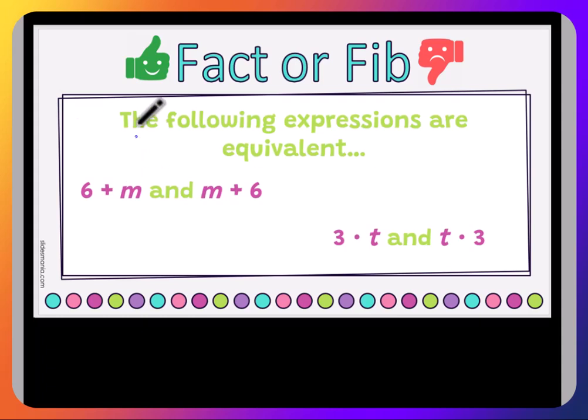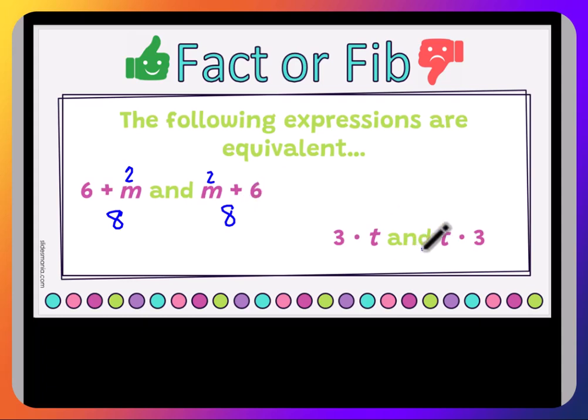Well, look at what's being done. Okay, what did they do here? How did they change from 6 plus m to m plus 6? They just switched the order, right? Okay, what happens if we replace the variable with a number? Let's replace the m with a 2. 6 plus 2 is 8. Do the same thing with the second expression. Substitute the same value for m and add: 2 plus 6 is also 8. So they are equivalent.